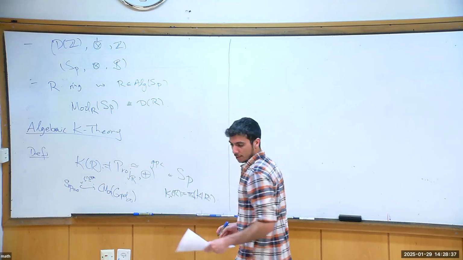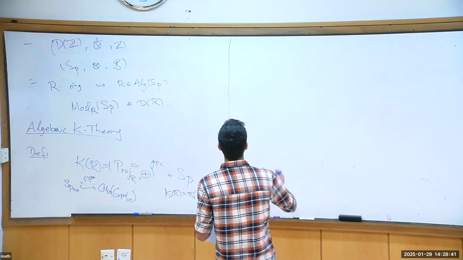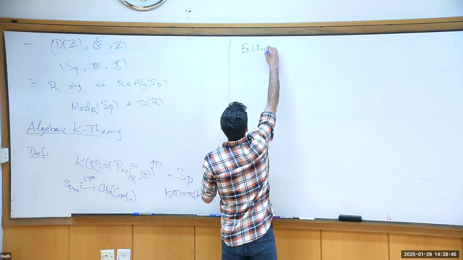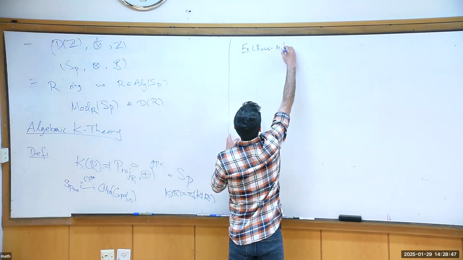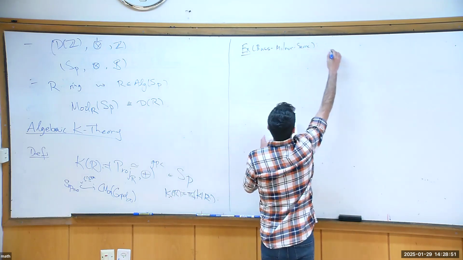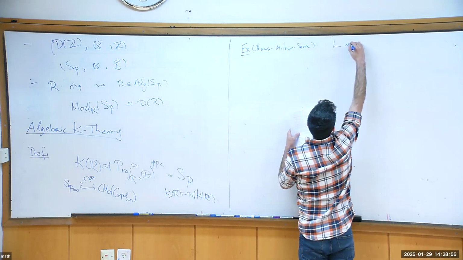And in general, these K groups are very difficult to compute. So we said some things about K0, but here is an example that is due to Bass-Milnor-Serre. Just to give some more taste for what's going on. So let's say that L is a number field.